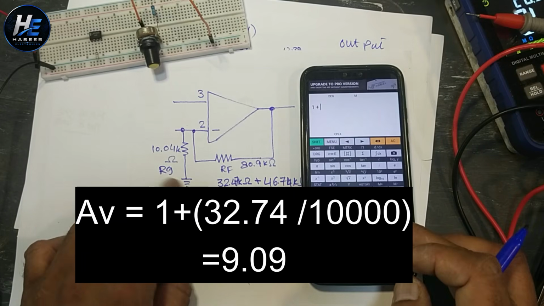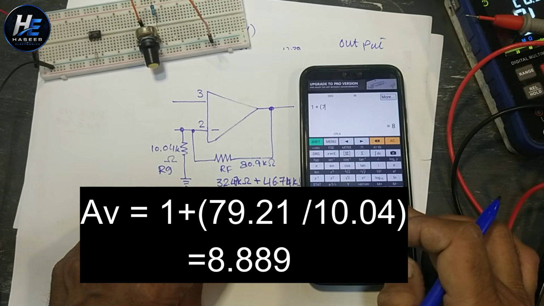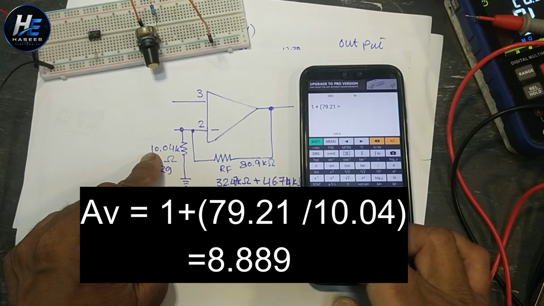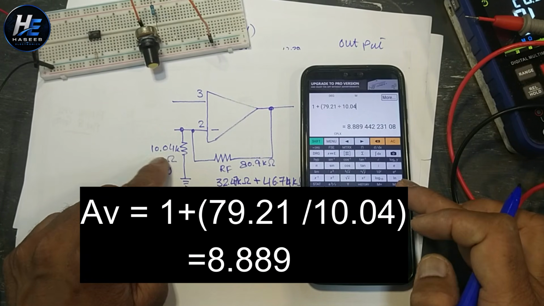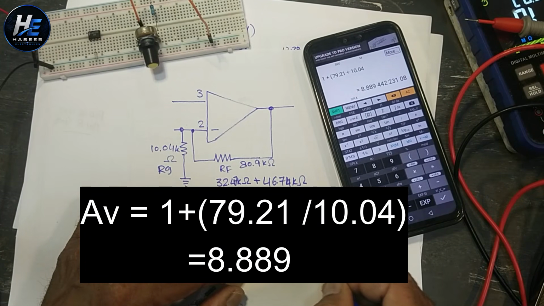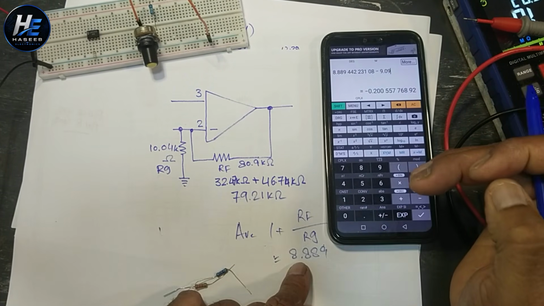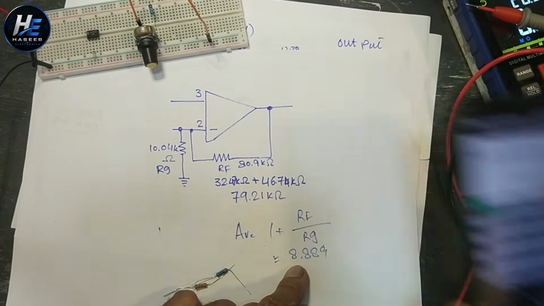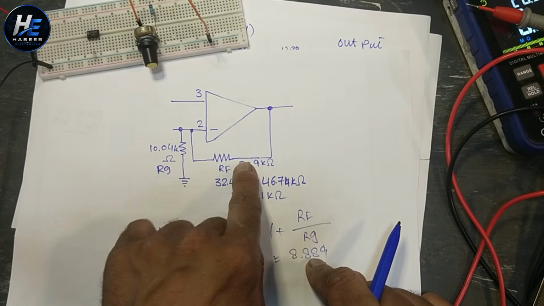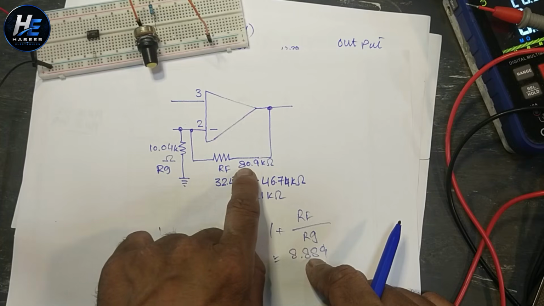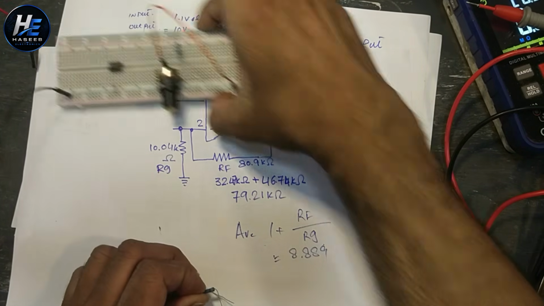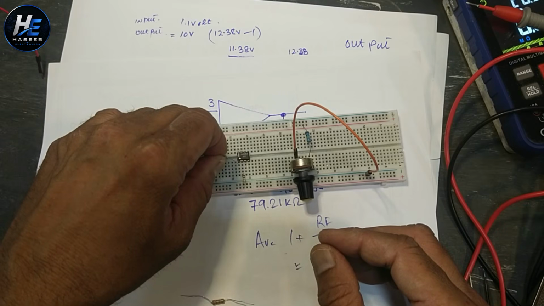1 plus feedback resistor, 79.21 kilo ohm, divided by 10.04 kilo ohm. The expected gain is 8.889, slightly less than our calculated gain. We can compensate this value by adding a potentiometer to make it 80.9 kilo ohm. No problem. Now we will use these two resistors.